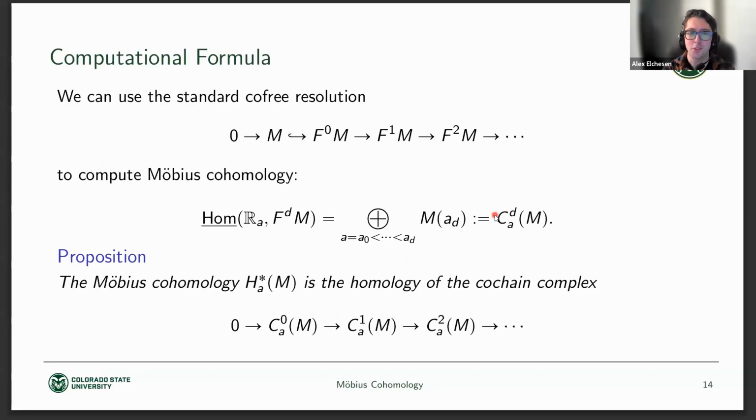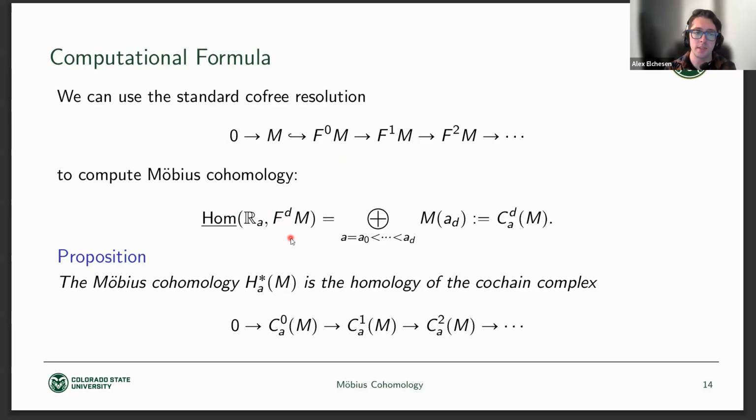So I'll come back to why that's useful. Let me give you a more down-to-earth computational formula that doesn't involve these derived functors. What you do is you can construct a resolution. There's one in particular, which is called the standard Coffrey resolution, and it involves taking chains in your poset. So I won't define this at the module level, but let me tell you what happens when you apply this hom-functor to these special P modules.